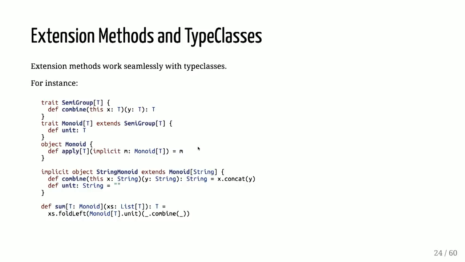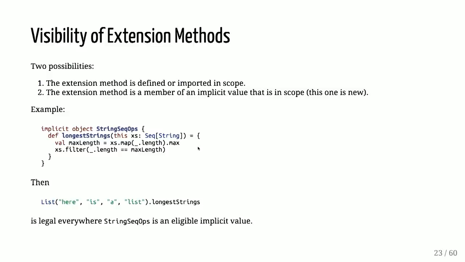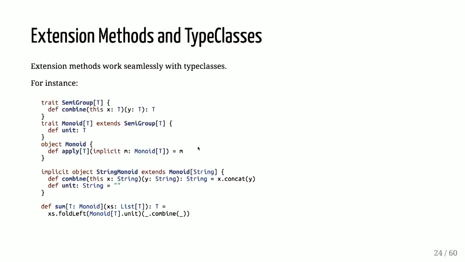Okay, so why is this important? It's important because it works really well with type classes. So here's your standard example of type classes, semigroup and monoid. That's sort of the first thing you always start with. So semigroup, you say, is a trait. It has a combine method, and you want to use it infix, so you make it an extension method. And monoid is a semigroup that has a unit value. Okay, and monoid has this apply method. I'm getting to that.